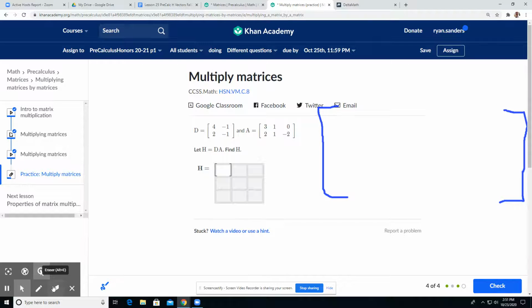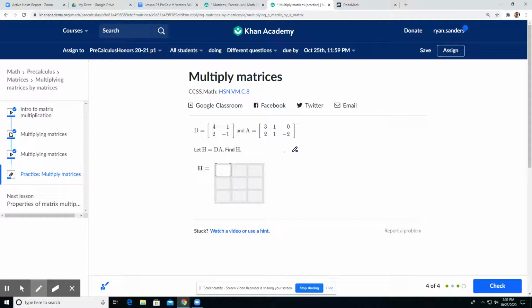Okay, let's see if they give us anything different here. All right, let's see how we approach this. So, like I said, we would write it out and then approach it from there. So, it's D times A. What are the dimensions of D? D is a 2 by 2. Rows are 2, columns are 2, and here's something different. Times, this one is a 2 row, 3 column.